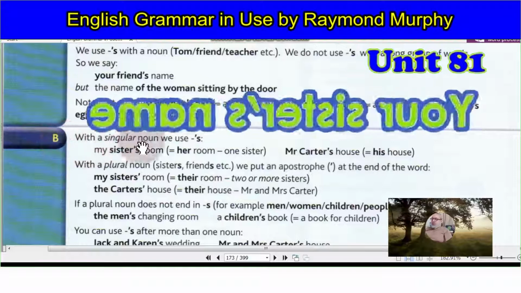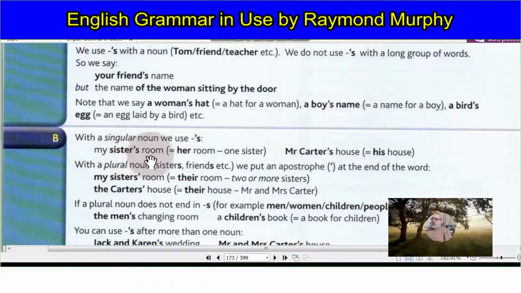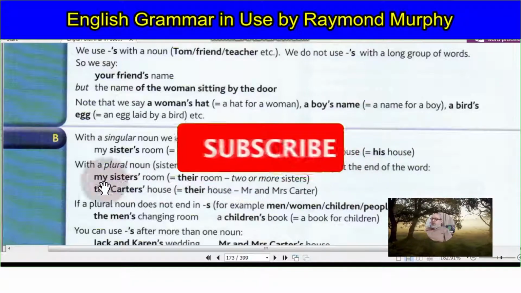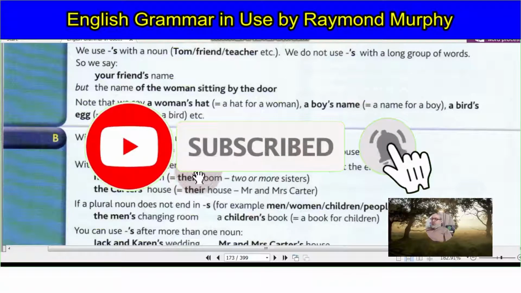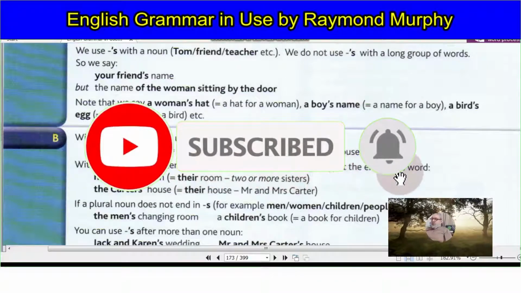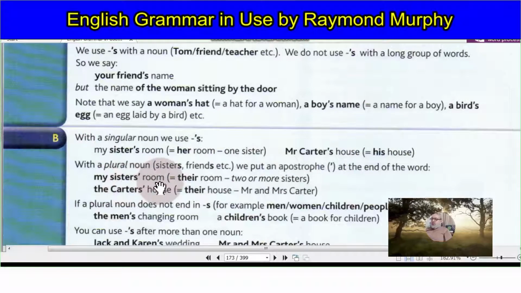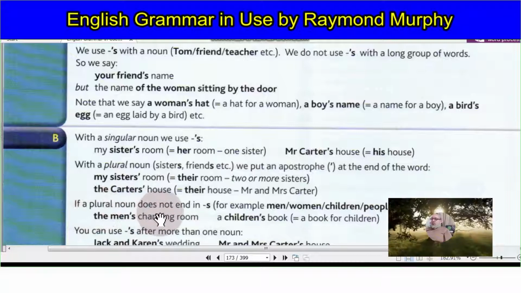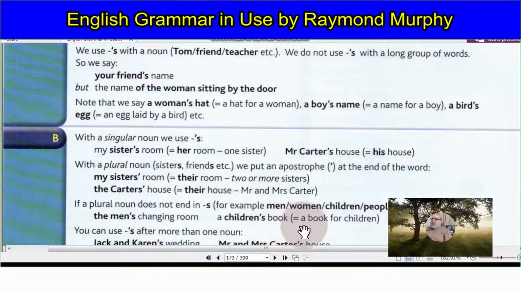B. With the singular noun we use 's: my sister's room, her room, one sister. My Carter's house, his house. With the plural noun, sisters, friends, we put an apostrophe at the end of the word: my sisters' room, their room, two or more sisters. The Carters' house, their house, Mr. and Mrs. Carter. If a plural noun does not end in s, for example men, women, children, people, we use 's: the men's changing room, the children's, look for children.